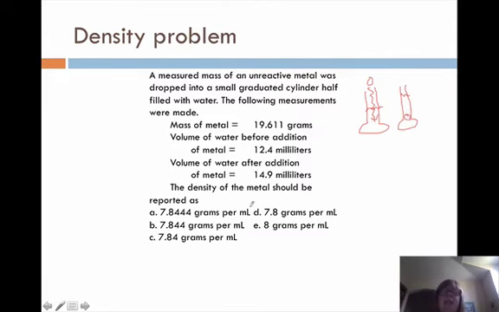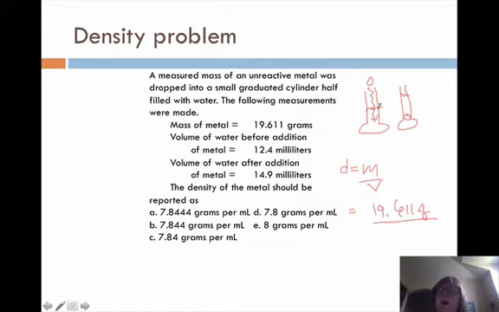Okay, so here's our data. We got the mass of the metal, the volume of the water before we plopped the metal in there, and then whoop, we plopped it in, and our volume went up. Okay, so how should we report the density? Well, density is mass over volume. Oh, thank goodness they just flat out gave us a mass, 19.611 grams, but our volume we're going to have to kind of figure out.